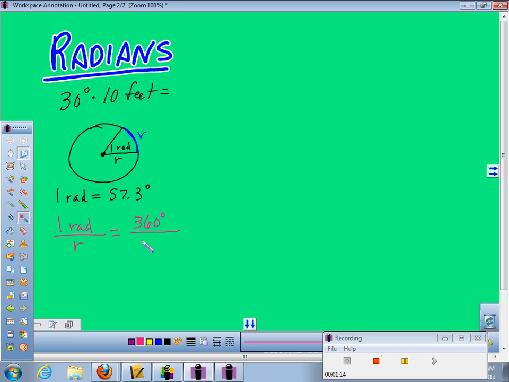2 pi r, yes. Pi radius squared. That's area. I was kidding. We're doing circumference.